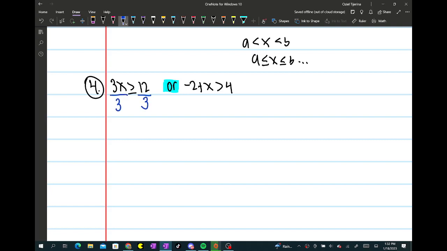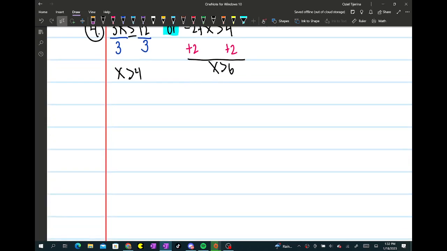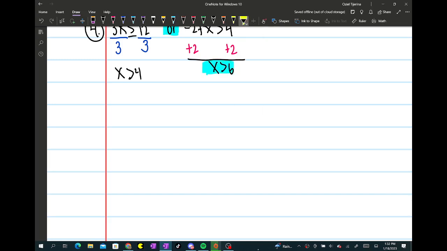Here we're going to divide both sides by 3, so we get that x is greater than 4, and over here we're going to add 2 to both sides, and we're going to say that x is greater than 6. So then we know that there's 2 inequalities: x is greater than 6, and also x is greater than 4.